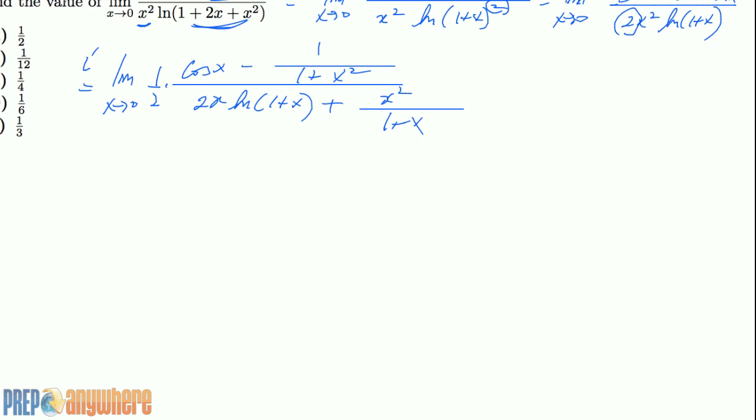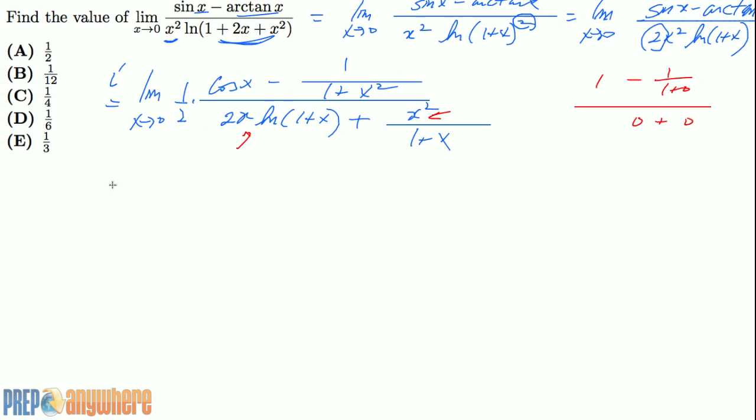Now let's plug in x equal to 0. We get 1 minus 1 over 1 plus 0, which is 1 minus 1. The top is 0. The bottom, if you plug in 0 in there and 0 in there, we get 0 plus 0. There's still an indeterminate case, so we can use L'Hopital's rule one more time. Now some of you might be hesitant because what you have right here is quite ugly. I was hesitant to do another derivative, but that's what we have to do here.